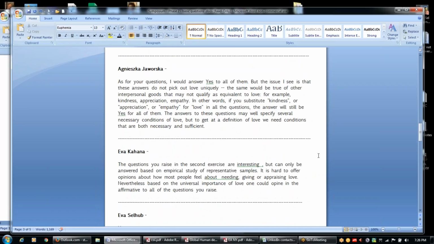Agnieszka is going to be with us a little later. As for your question, I would answer yes to all of them. We need it, we want it, we can withhold it, we can give it. But the issue I see is that the answers do not pick out love uniquely. The same would be true of other interpersonal goods that may not qualify as equivalent to love, for example, kindness, appreciation, empathy. So this is one of the things we need to talk about.